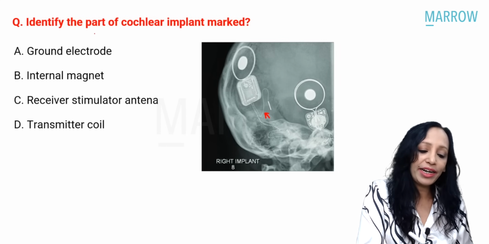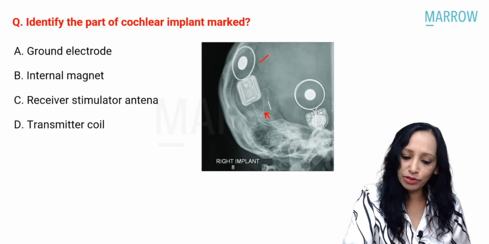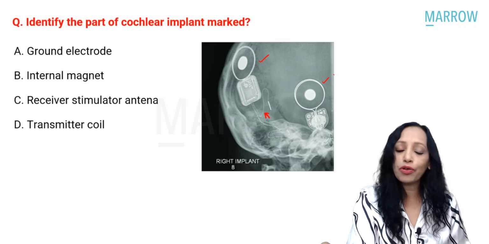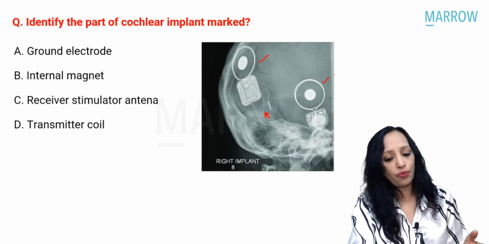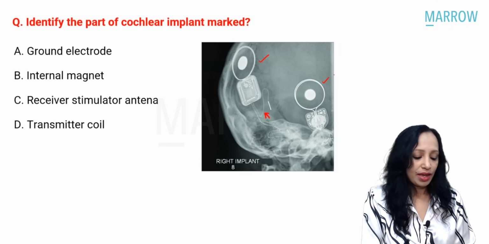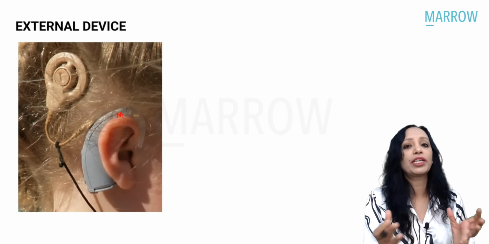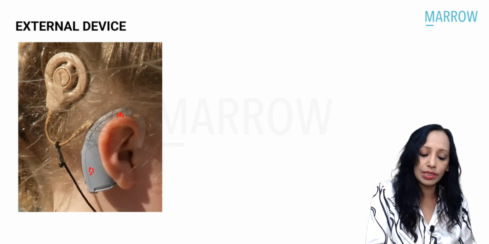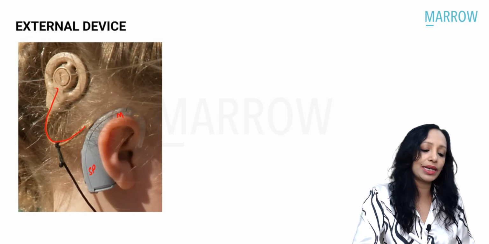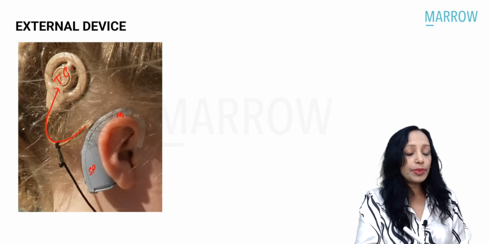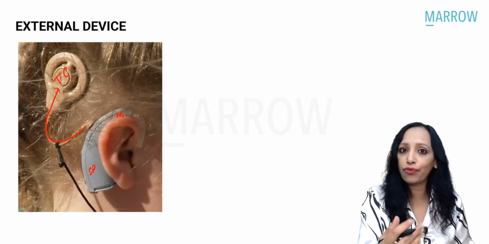So the next question: identify the part of the cochlear implant marked. We can see an X-ray of a patient who has bilateral cochlear implants, and we can see some parts of the implant, and what has been marked is a wire-like thing, right? Okay, so we know what the parts of the cochlear implant are. Yes, it has an external device. The external device consists of the microphone, which picks up the sound from the surroundings and sends it to the speech processor, which converts this sound into a digital signal, and then it sends the digital signal to the transmitter coil. The transmitter coil will then send the digital signal across the skin to the internal device through radio frequency.